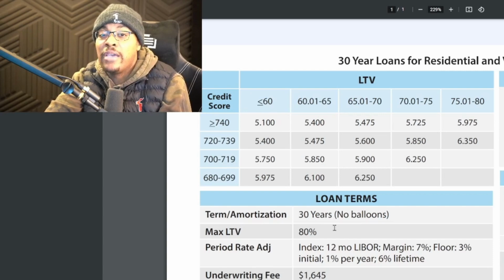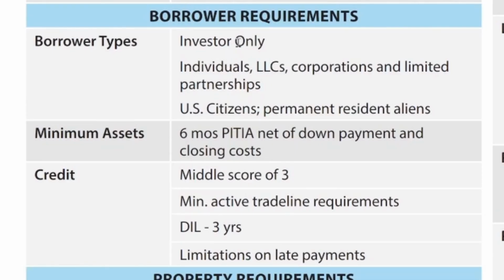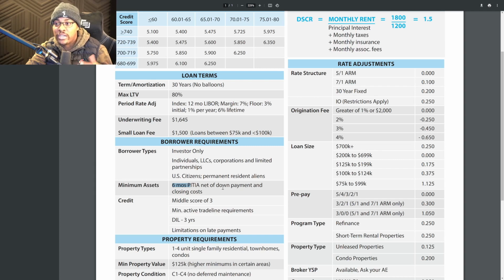But typically, that's if you're a very experienced investor. Some other borrower requirements, right? So investor only: individuals, LLCs, corporations, limited partners. So you could basically title the property under a business. Minimum assets, so 6 months PITIA. Now I'm going to go over exactly what that means.